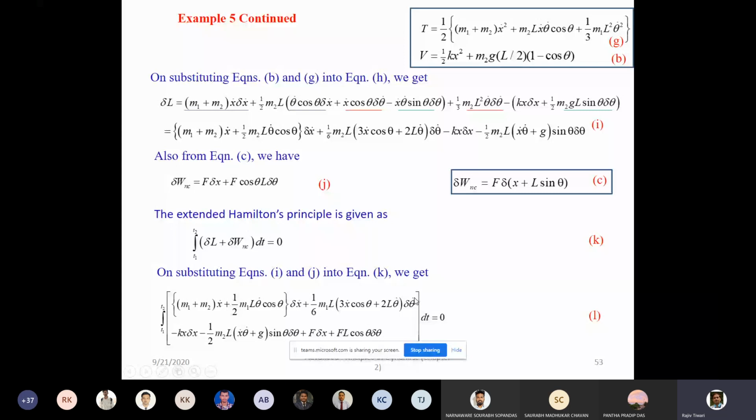Here, because this is a discrete system, we don't have the differentiation of the x and theta with respect to spatial coordinate x and theta as we had in the case of continuous system. So here only the differentiation with respect to time is there. So we'll be doing integration by part with respect to time only.